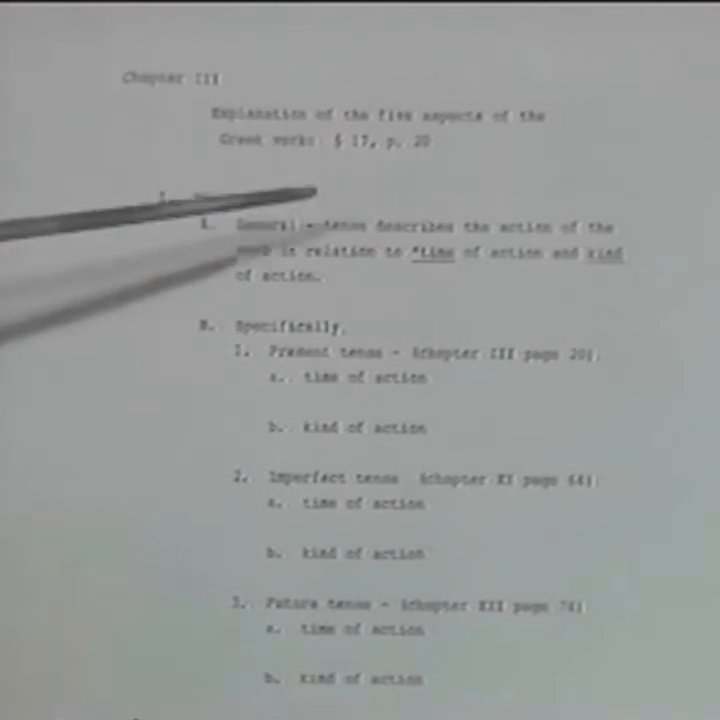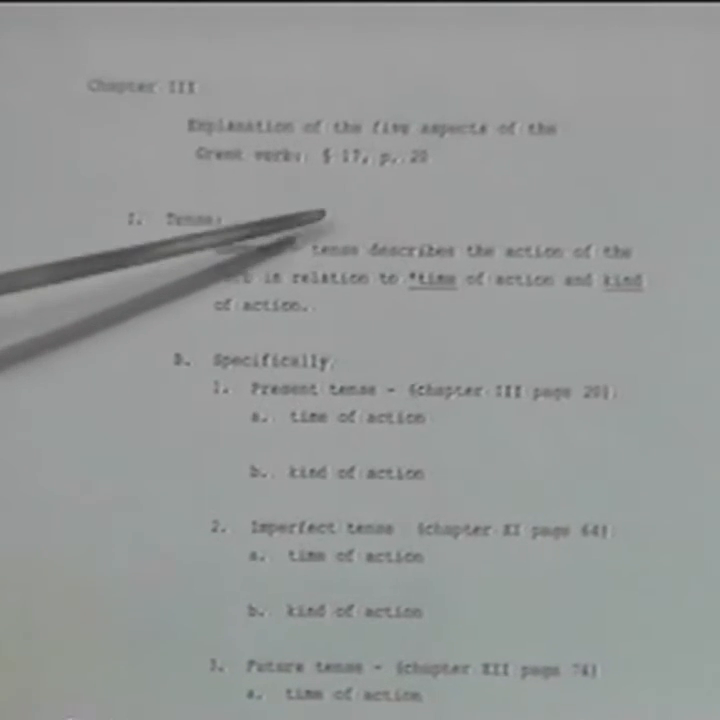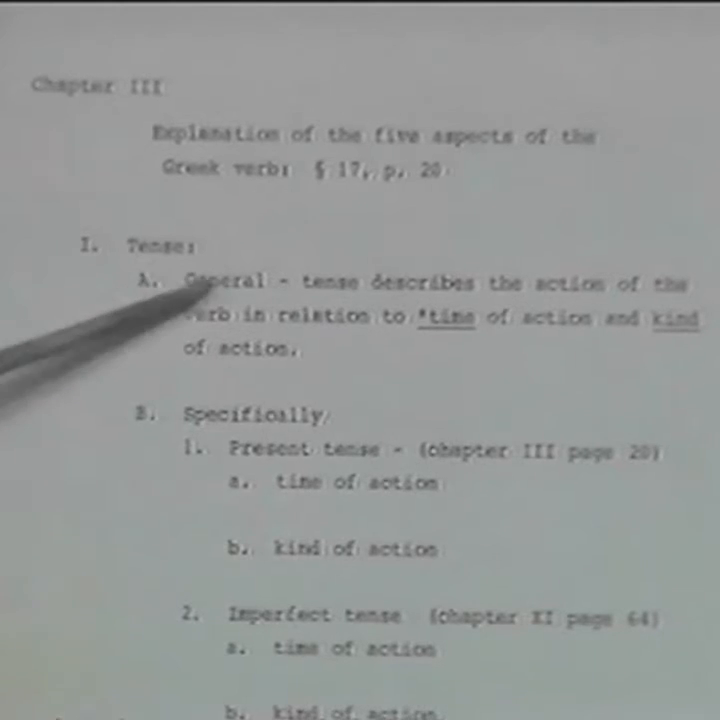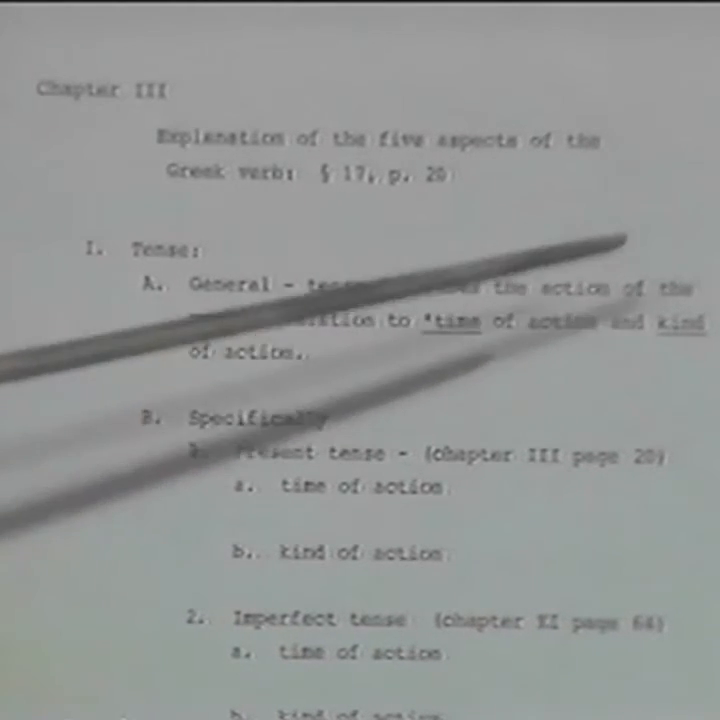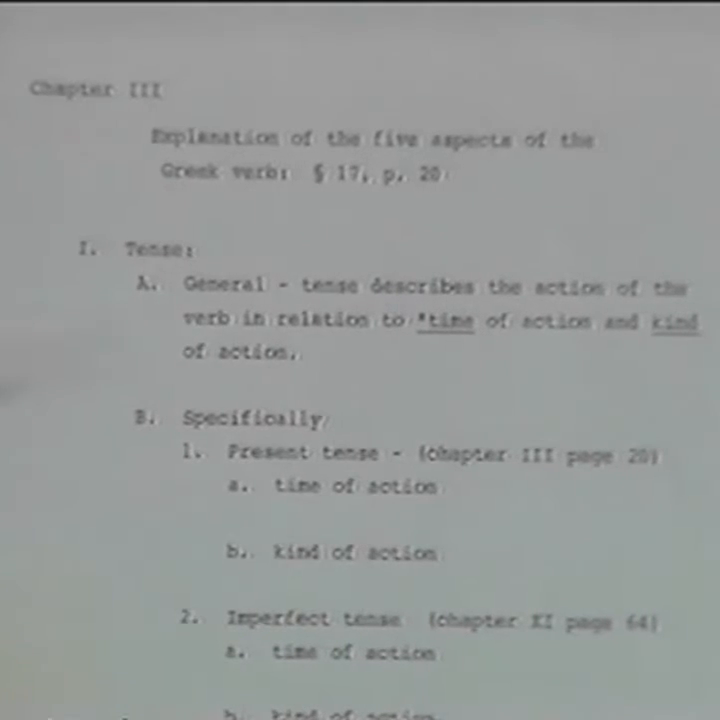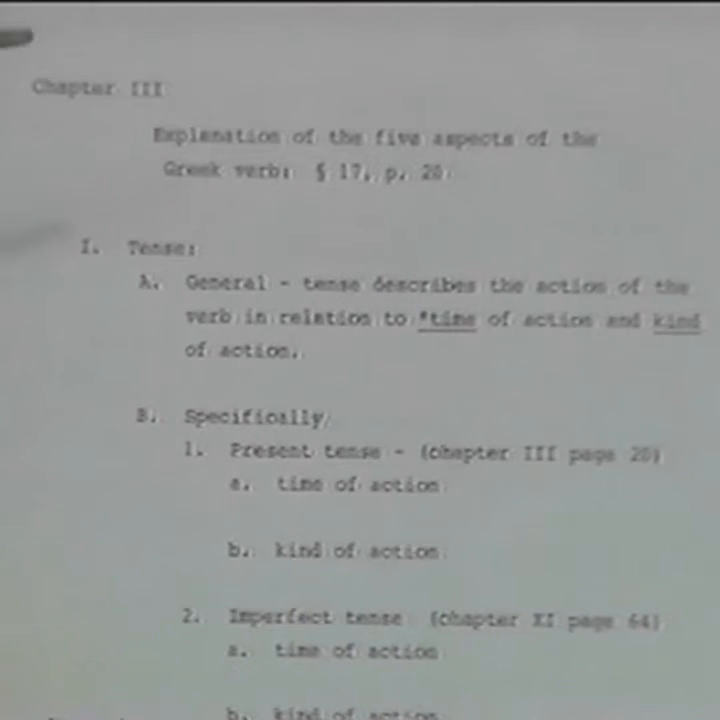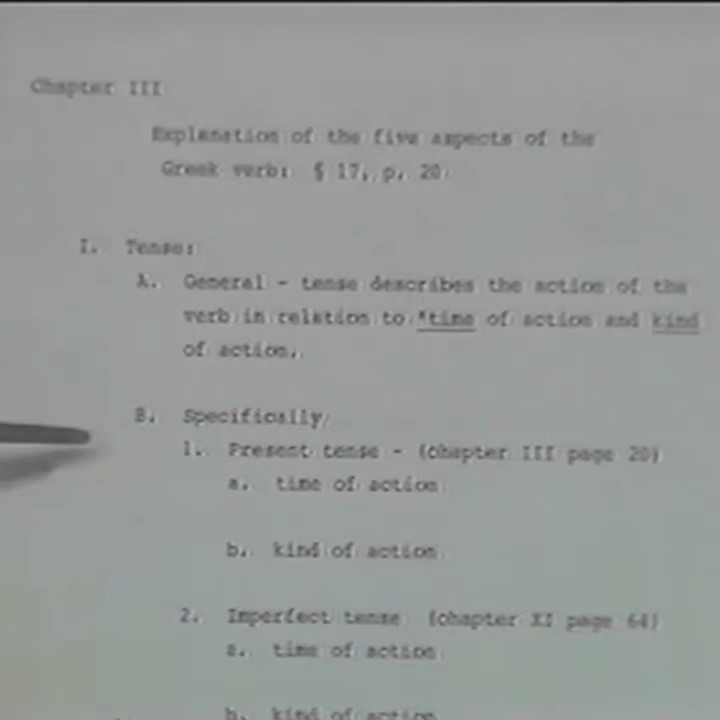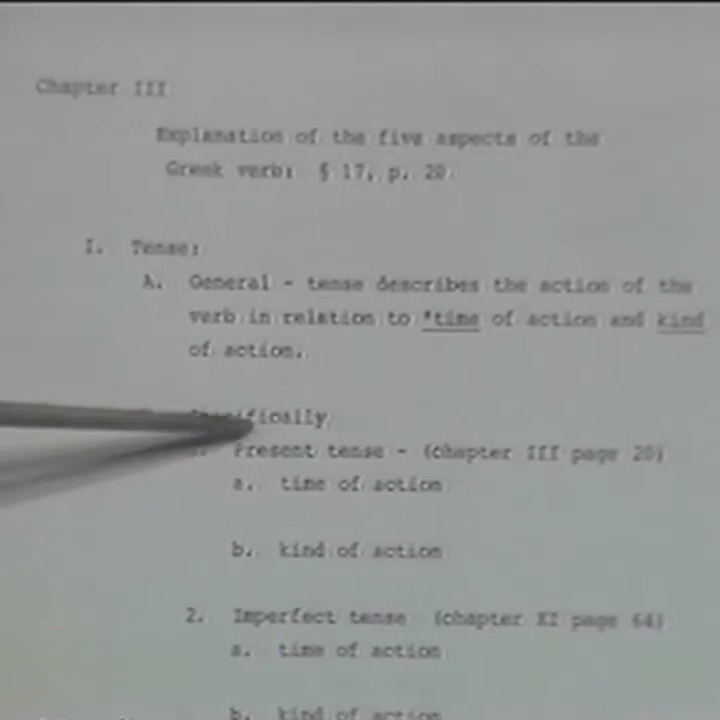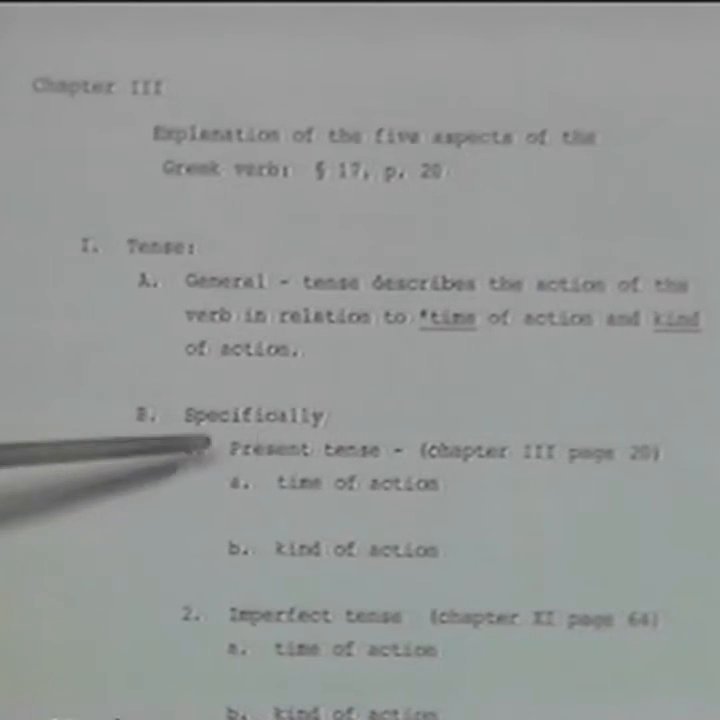Now, the general description of tense is, it describes the action of the verb in relation to the time of the action and kind of action. So when you talk about a tense, you're going to be talking about what kind of action it represents and what time of action it represents. Now, time of action is only in the indicative. When we get to the other moods, we'll talk about that. But for now, we want to know in the present tense.